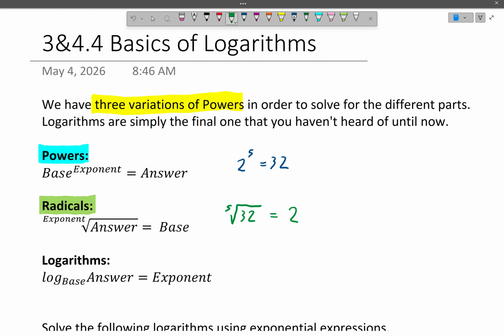The last one that we need to be able to solve for is the exponent. And a logarithm allows us to solve for the exponent. So a logarithm changes this again. This is a log base 2 of the answer equals the exponent. You can see that all three of these are the same three numbers, but solved for a different part. And so this is what I call the basic definition of a log right here.